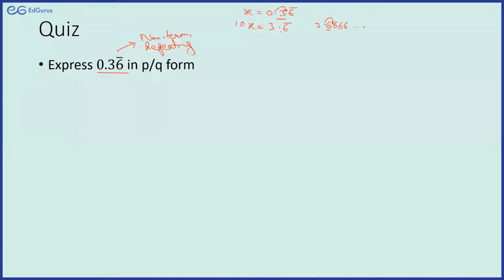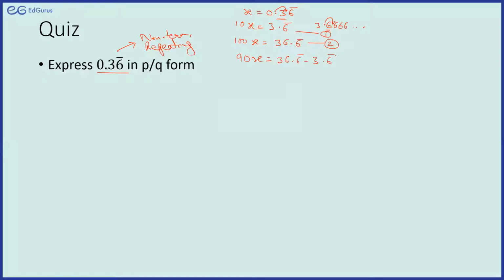So what do I multiply this whole thing by, so that the decimal moves one step? 100x. So I multiply 10x by 10, and it becomes 100x. 3.6 bar multiplied by 10 will become 36.6 bar, right? Now I have two numbers, both with the same repeating digit after the decimal. Now I subtract 1 from 2. So I get 100x minus 10x, 90x, is equal to 36.6 bar minus 3.6 bar.